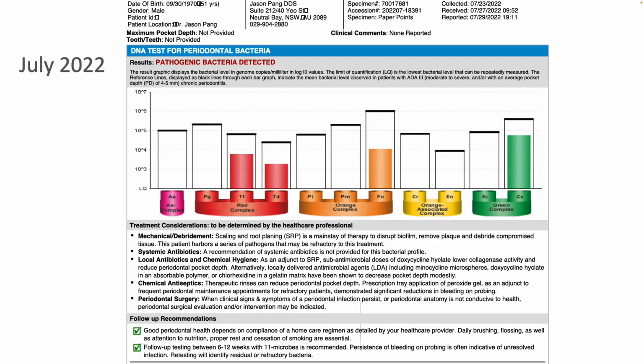We went further with this case, and we sampled him, and you can see that he did have TF and TD, FN, and of course he was a periodontal patient, so you'd expect some of these bacteria, but we were able to keep these bacterial numbers down at a level where we can prevent disease.